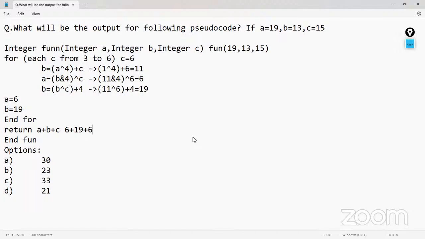Right now you should take 6 and first add all of these values. Okay, 6 plus 19, that is 25. And 25 plus 6 becomes 30. Sorry, that becomes 31.